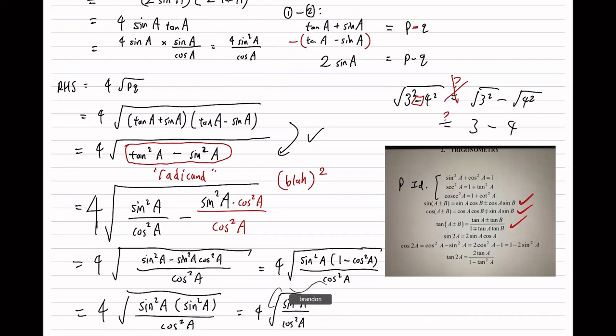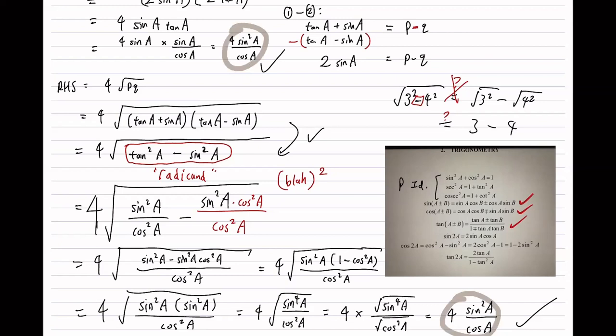Then you have your square root, which is just sine square A over cosine A. And then you can split the square root up, right? Eventually it will be sine square A over cos A. Done. Same as the expression at the top. Show the working step by step.